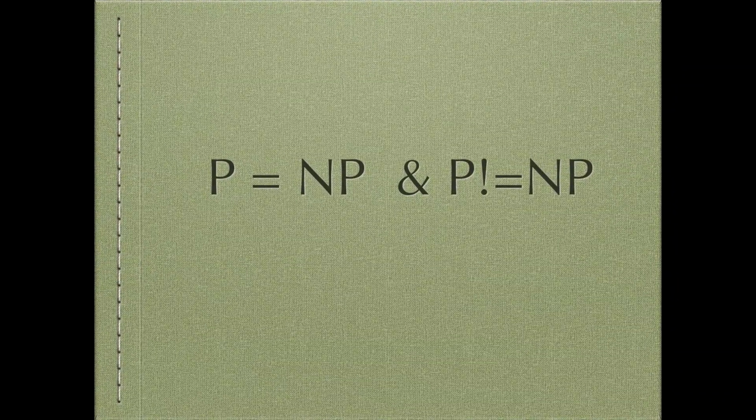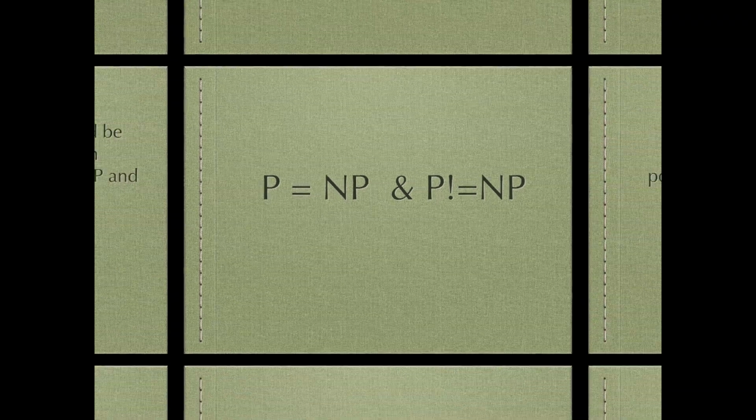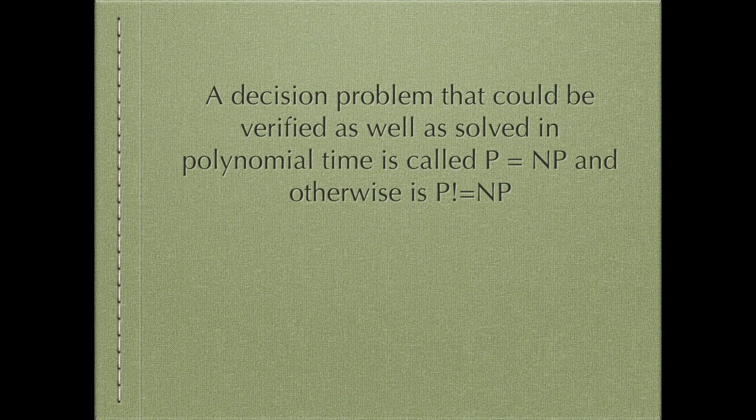So let's go one by one. A decision problem that could be verified as well as solved in polynomial time is called P equal to NP. Otherwise it is called P not equal to NP, right? People are working on this and they are not able to find a solution to P equal to NP, but if one fine day they are able to, things would be different.